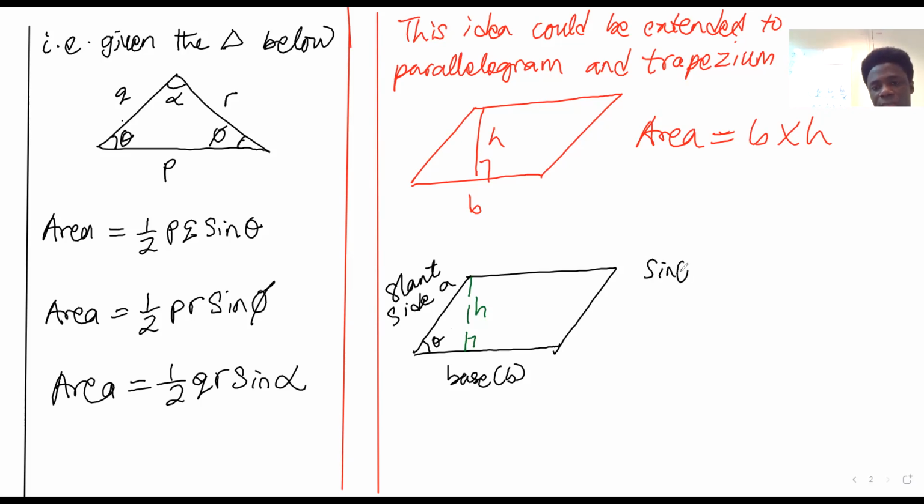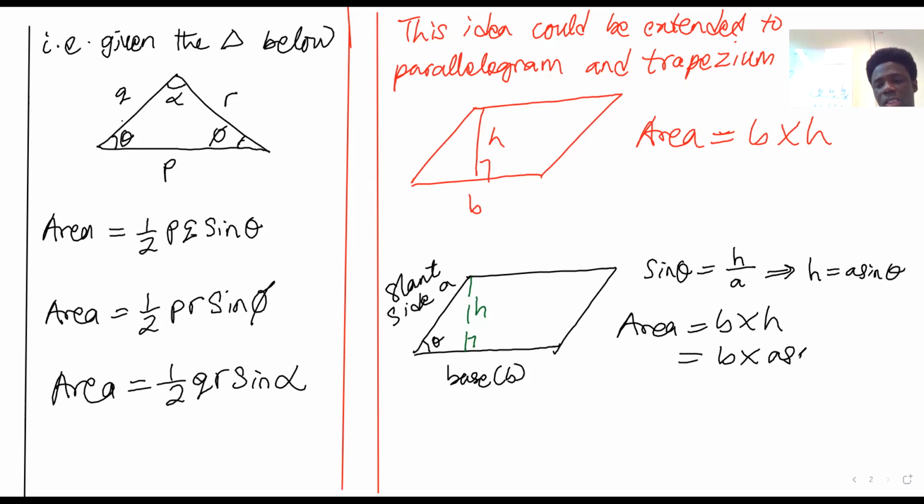Again, sine theta is going to be opposite, which is height h, over hypotenuse, which is side a, which implies that h is equal to a sine theta. So the original formula, base times height, will simply be base times a sine theta. And that is why for a parallelogram, the area can be calculated as area equals ab sine theta, which means the product of the two given sides and the sine of the angle between them, the included angle.